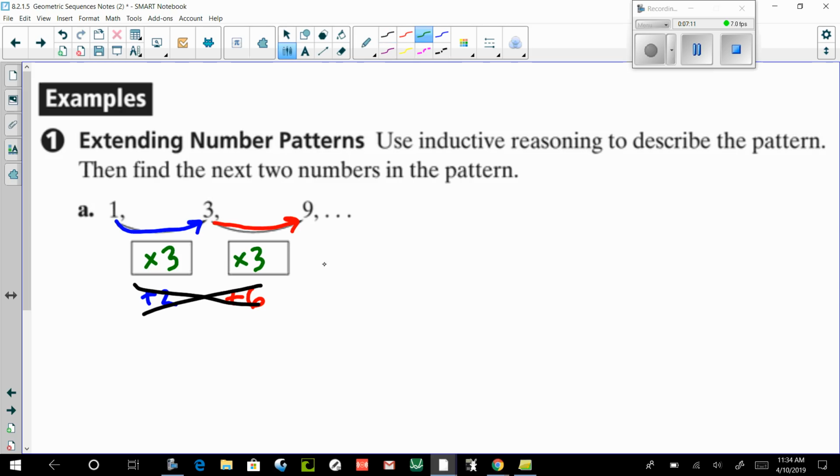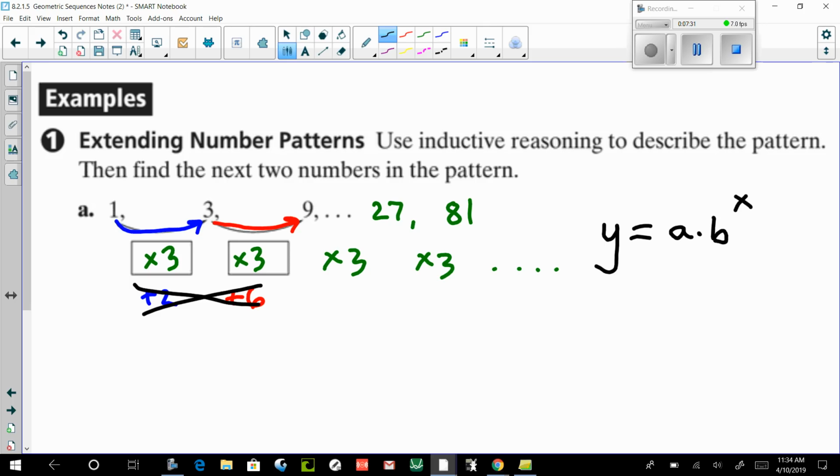So multiplying by 3 here is the answer, and we can see that we end up with 27. We could take that times 3 again, and we get 81. We continue this pattern to infinity. Let's use that equation. The equation we have for a geometric sequence is y equals a times b to the power of x. Remember that a is our common ratio. So the common ratio here is what we're multiplying by. That's going to be 3. And b is our zero term.